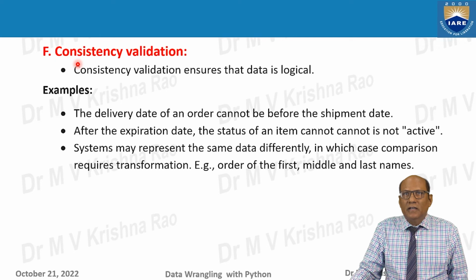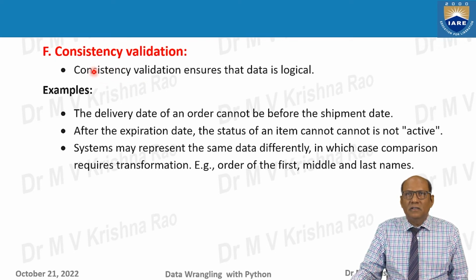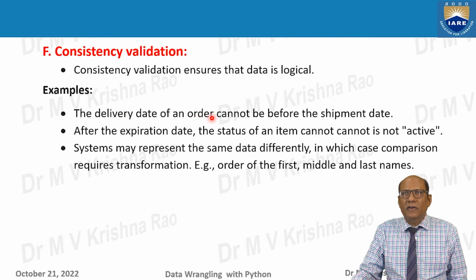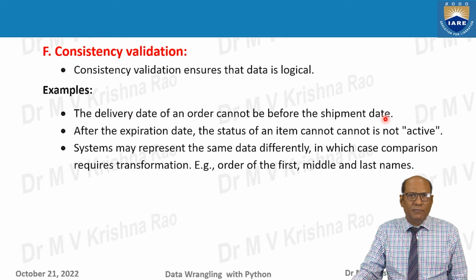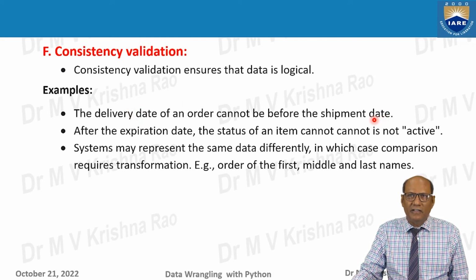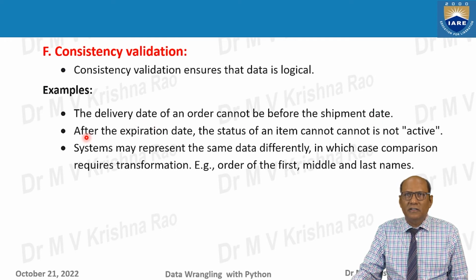Then consistency validation. On several occasions in the previous validations we have discussed this one. It is just logical; it ensures that data is logical. And some examples we will see here. The delivery date of an order cannot be before the shipping date. If you take Amazon, the delivery date will always be after the shipping date. Shipping cannot happen after the delivery. That kind of inconsistencies you have to seriously look into.